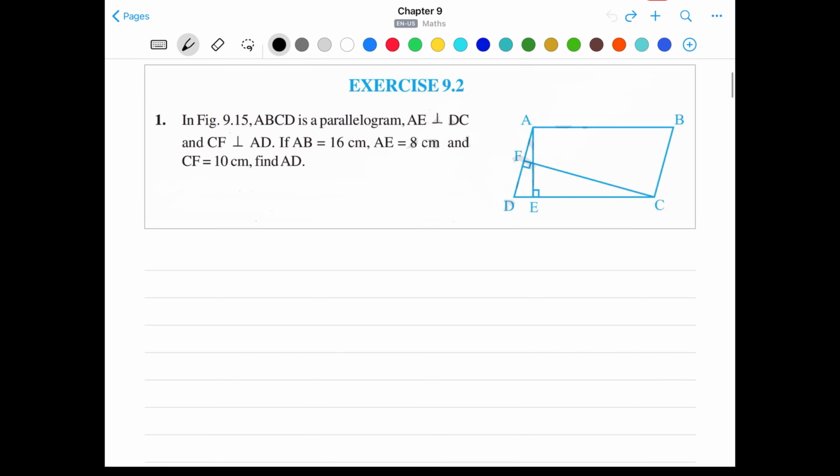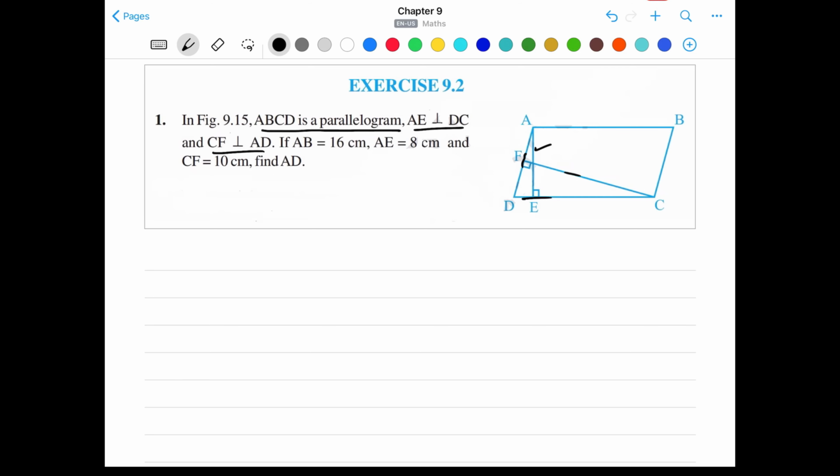Let's start with question number 1. In figure 9.15 we have a parallelogram ABCD in which AE is perpendicular to DC. Also CF is perpendicular to AD.